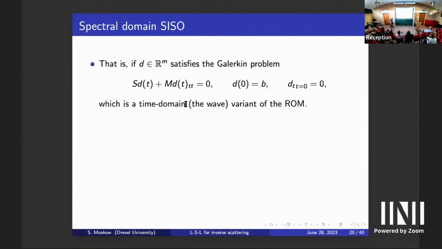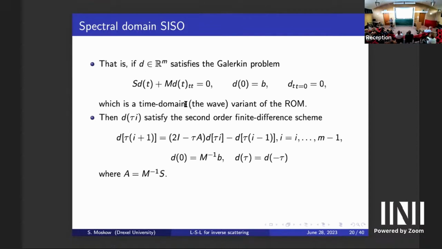So imagine doing a semi-discretized problem where we keep time continuous. It's like a wave equation. It's the time version of the ROM. So if we kept time continuous and did the Galerkin method, we get this. Well, the solutions of this semi-discretized problem satisfy exactly this second order finite difference scheme, where A is M inverse S. So just do the second order finite difference scheme.